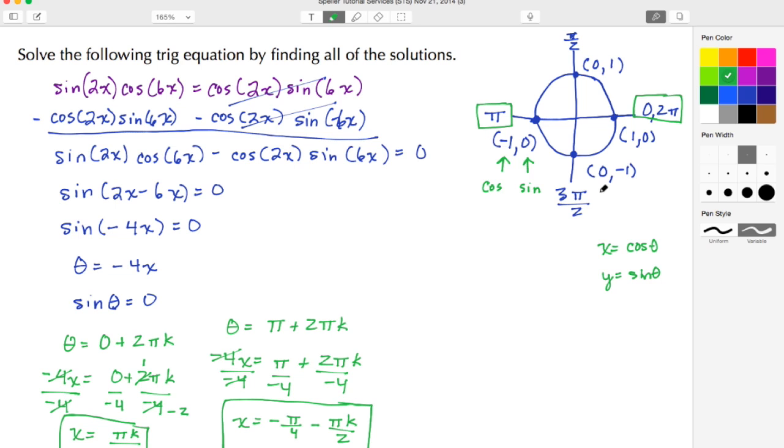And we're going to stop here. I'm not going to use 2 pi because 2 pi is in the same position as 0. So I've already done that revolution around. So my solutions for this particular trig equation are where x is equal to pi k divided by negative 2, and where x is equal to negative pi over 4 minus pi k divided by 2.